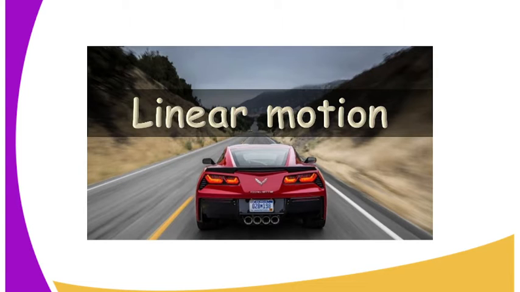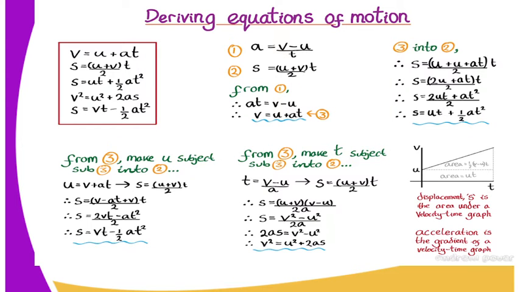What is linear motion? From the word linear, we come to understand that it involves following a straight line. Linear motion means movement in a path that is straight, so there are no curved bends or anything else. The path is very straight. That is the meaning of linear motion. Next, we have equations of linear motion.